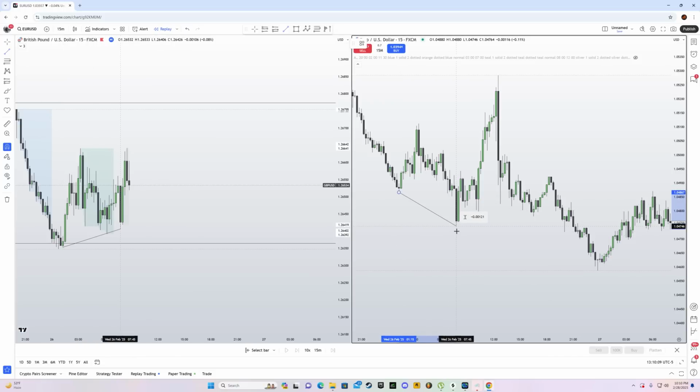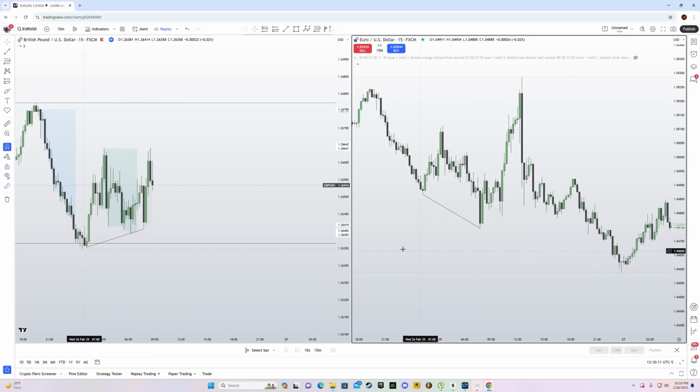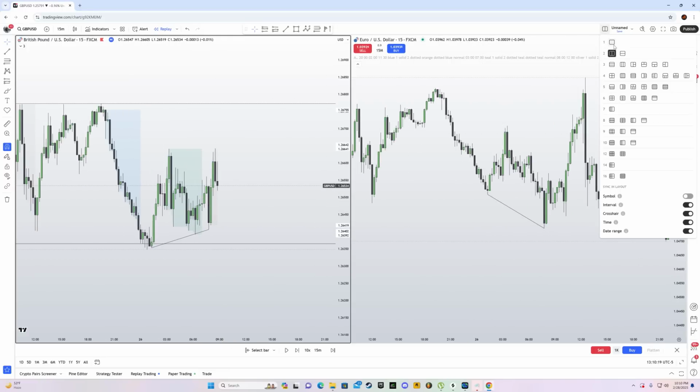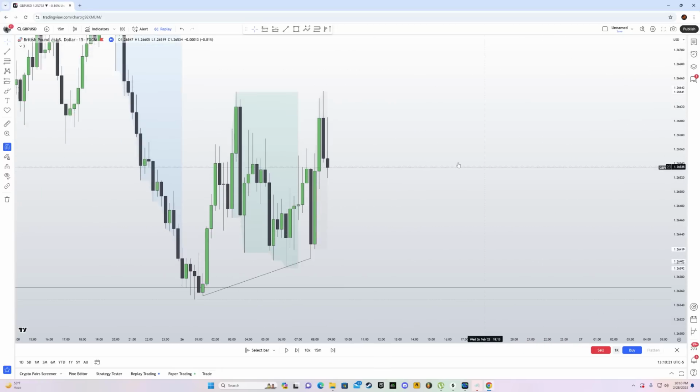We made a lower low on Euro USD, but we made a lower low, lower high, and we failed to create another lower low on GBP USD. Now notice this bearish candle. So now we have SMT. Let's zoom in. Notice this bearish candle over here. This bearish candle swept this short-term low.